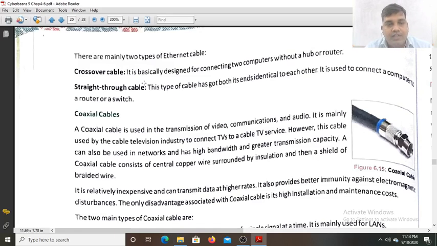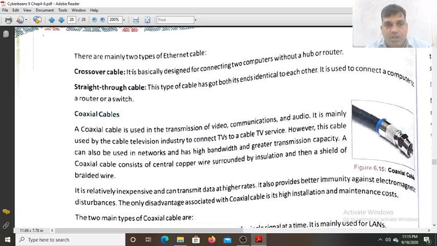So today we will continue lesson 6, that is the network components, computer network. In the last class we discussed the guided media, so that discussion will continue today also, and we have discussed the Ethernet cable. That Ethernet cable is of two types, one is the crossover cable and the other is the straight through cable.